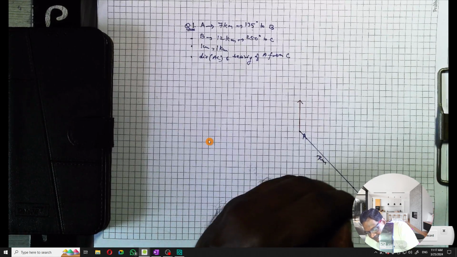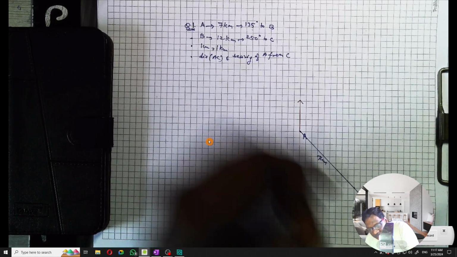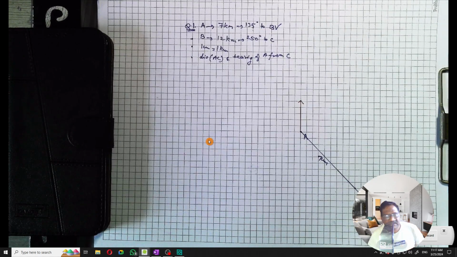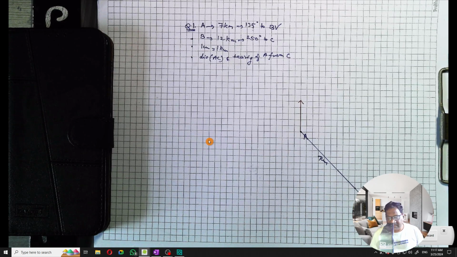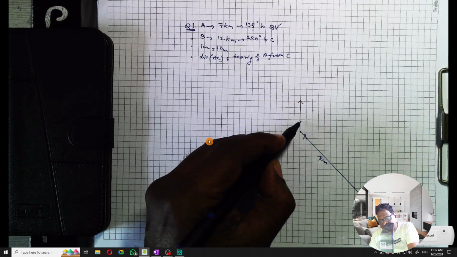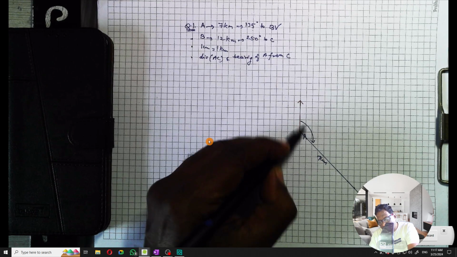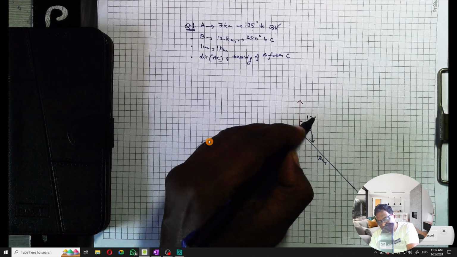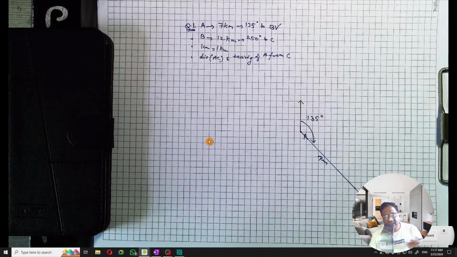This is my point B. So this is the first part of the question, that is 7 kilometer from A on a bearing of 135 degree. This is 135 degree. You have to go clockwise from the north direction and travel up to 135 degree. That will give you the direction of the object.